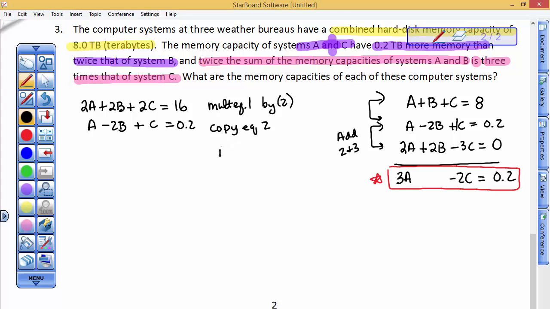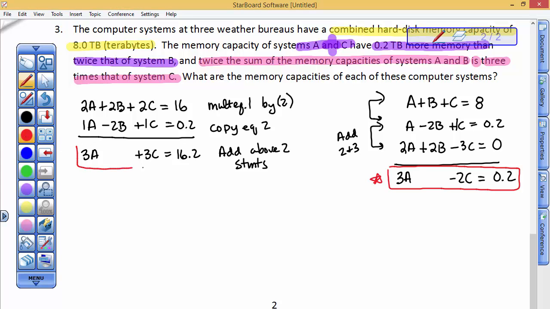And then I'm going to add the above two statements. So add these two. So 2A and 1A is 3A. The B's cancel out. 2C and 1C is 3C. And 16 plus 0.2 is 16.2. And now I have a second red equation with A's and C's.